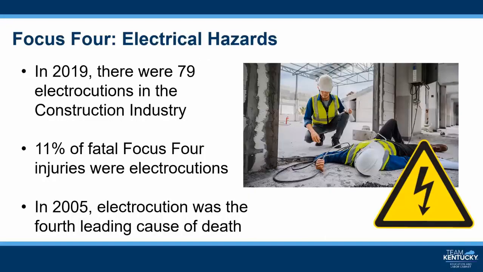Out of 709 fatal construction Focus 4 injuries in 2019, 79 of them were electrocutions. That means that 11% of the fatal injuries that fall in the Focus 4 categories for 2019 were electrocutions. That's a lot for one specific hazard. Data from the U.S.